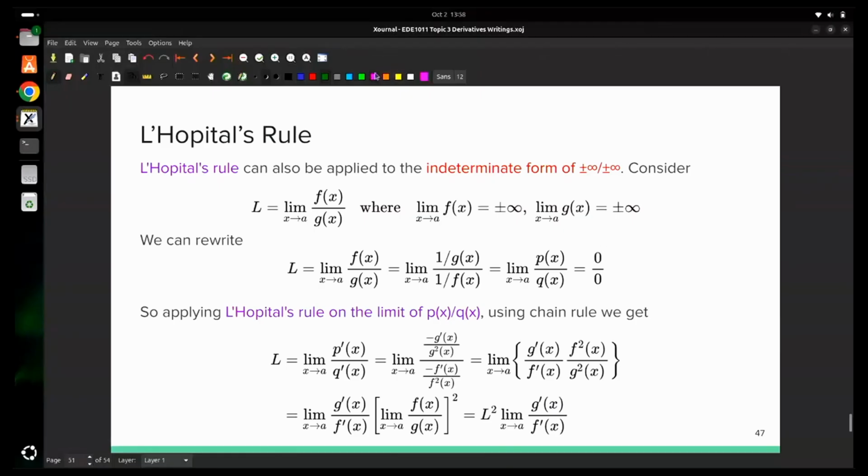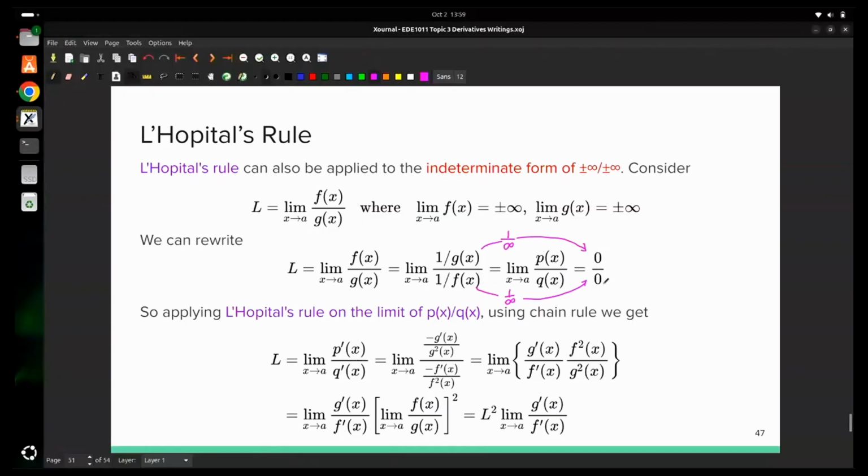So let me just write down here in case it's not clear. This guy is 0 because you get 1 over infinity, because g is plus minus infinity. The same thing goes for f: 1 over infinity also gives me 0. Right?